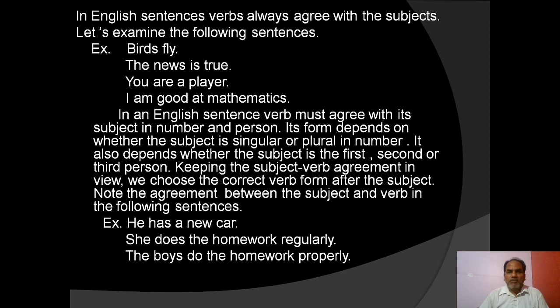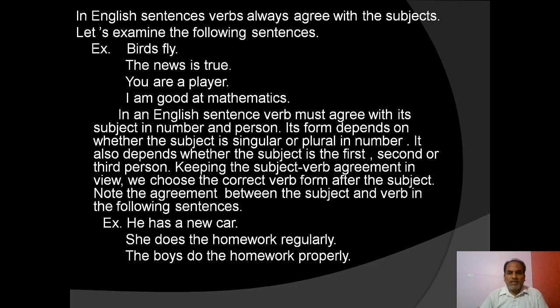Let us examine the following sentences. Birds fly, the news is true, you are a player. I am good at mathematics. You see, birds is the subject, plural in form, so it takes the plural verb fly. The news is true. The news here ends with s, but it is singular, so it carries a singular verb, is.